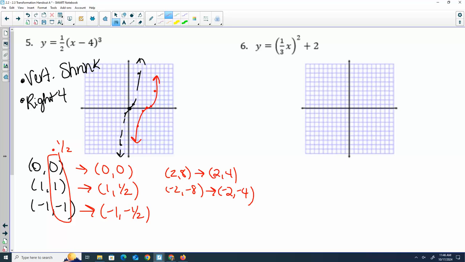Notice that a vertical shrink and a horizontal stretch kind of have the same effect on the graph. They make it get fatter. Vertical stretch and horizontal shrink have the same effect. They make it get skinnier. Right. Is that one okay?